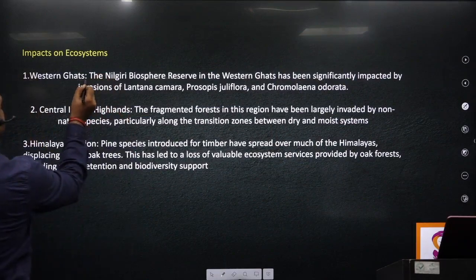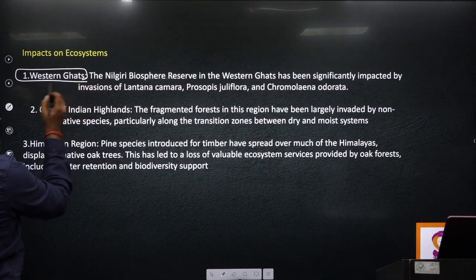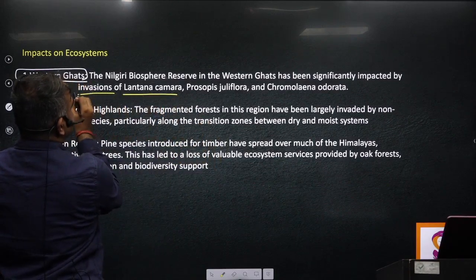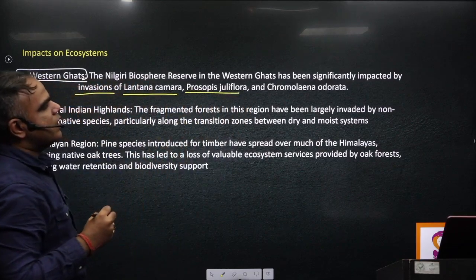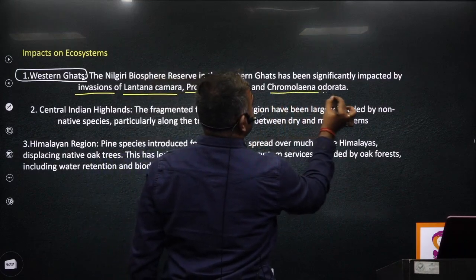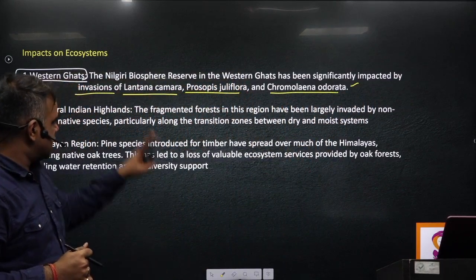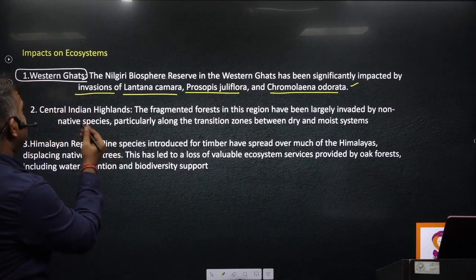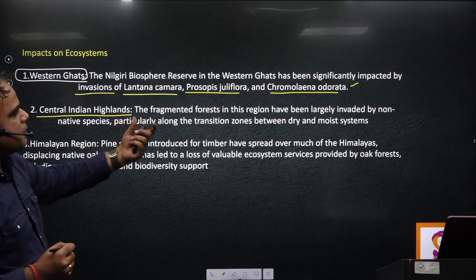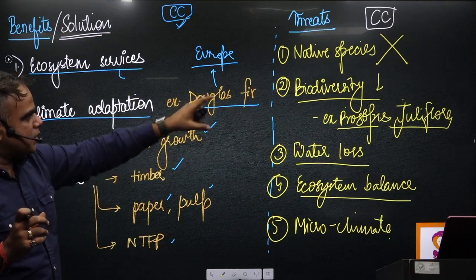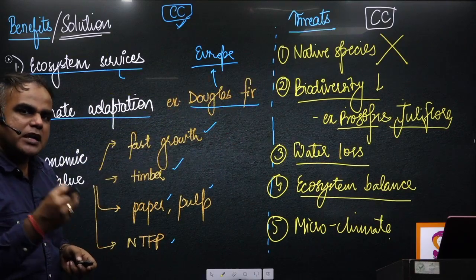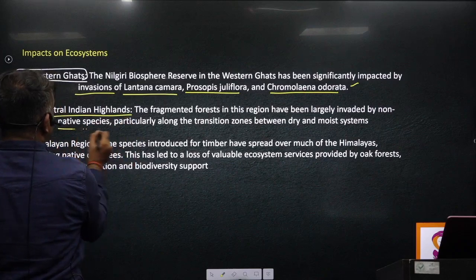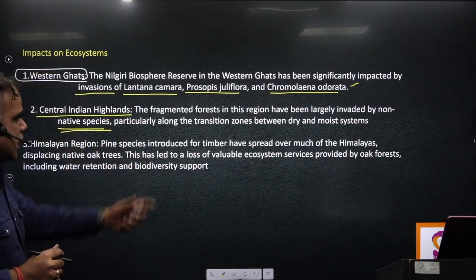For example, if we talk about Western Ghats, we know the Nilgiri Biosphere Reserve, for example, has been significantly impacted by Lantana camara invasion, by Prosopis juliflora, even by another example, Chromolaena odorata. These two you are more familiar with, so remember these two. This is one more example, or no issues if you do not remember. Similarly, if we say Central Indian Highlands, again a lot of fragmentation in the habitat has happened. That is also a problem. It will lead to fragmentation of habitat. So here these regions have been invaded by non-native species, especially along these transition zones.